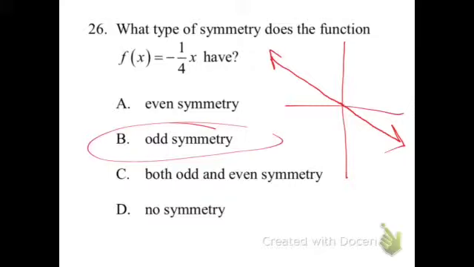What type of symmetry does this line have? Well, I drew a little graph here real quick. And this one you can rotate counterclockwise 180 degrees and it ends up being the same thing. And so it's going to have odd symmetry. Another way to figure out odd symmetry is if you plug in 1 and you plug in -1, you get opposite answers. So if you plug in 1, you're going to get -1/4. And if you plug in -1, you're going to get +1/4. Since these are opposites, this is going to be an odd symmetry.